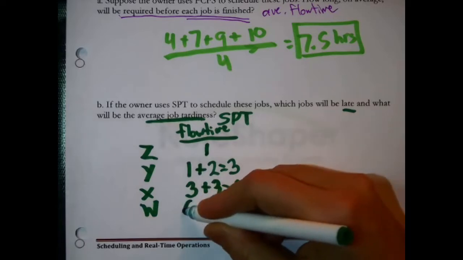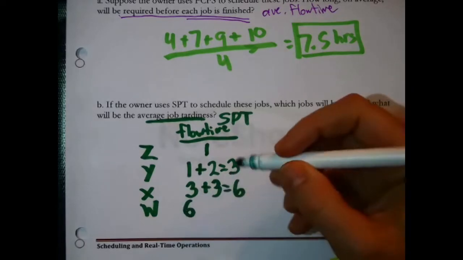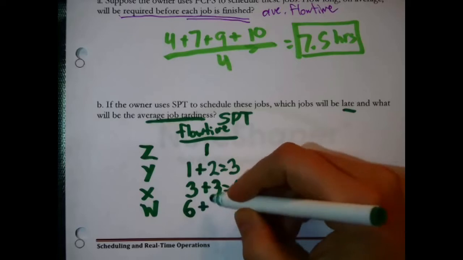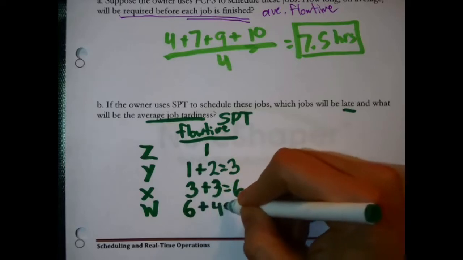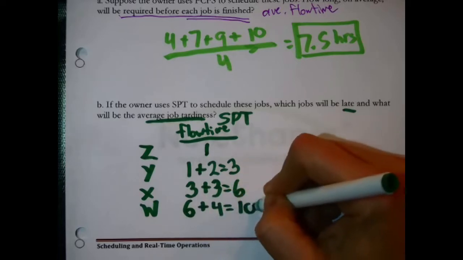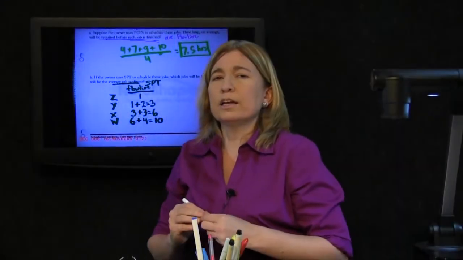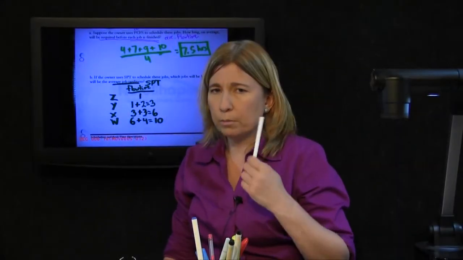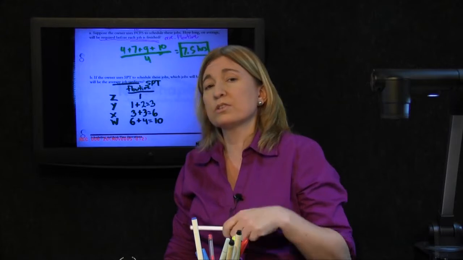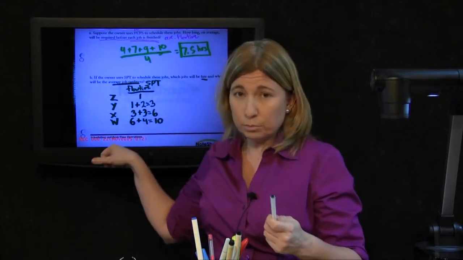And then W had to wait till last. So W had to wait 6 hours in this case. Plus W is 4 hours worth of work, which means the flow time for job W is 10. And again, nice check on my math. The flow time of the last job should be the same thing as the sum of the duration data. It's that same old 10.